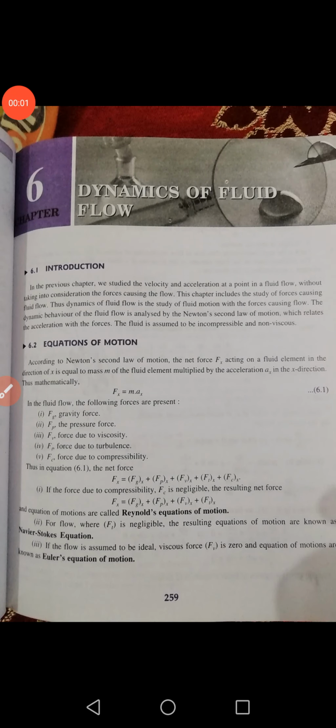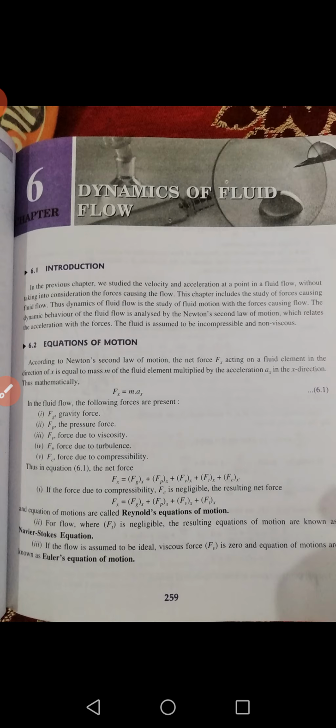Hello all, I'm Dr. Saeed Azwar Hussain Rizvi, and today's topic is equation of motion, Euler's equation and derivation of Bernoulli's equation through Euler's equation. So first of all we'll discuss equation of motion.